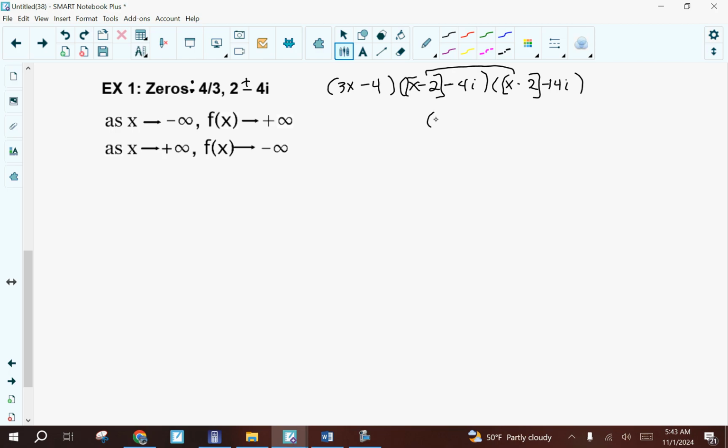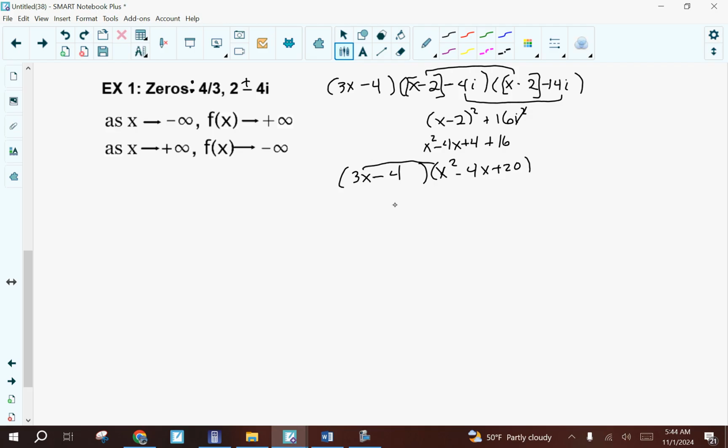Multiply those two, so that's (x − 2) squared. Multiply these two, minus 16i squared, so we can easily fix that and turn it to a plus 16. This right here turns into x squared minus 4x plus 4, plus that extra 16. So then we combine the 4 and the 16. x squared minus 4x plus 20. And now we can multiply that by 3x minus 4.